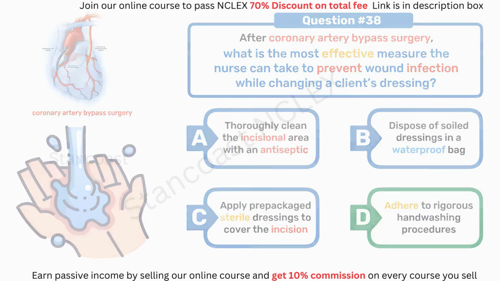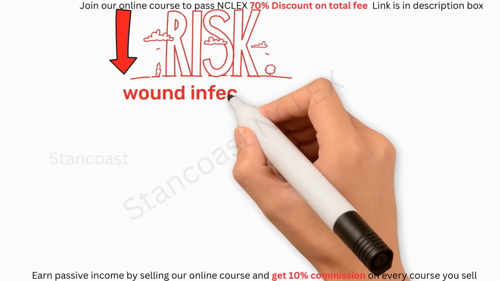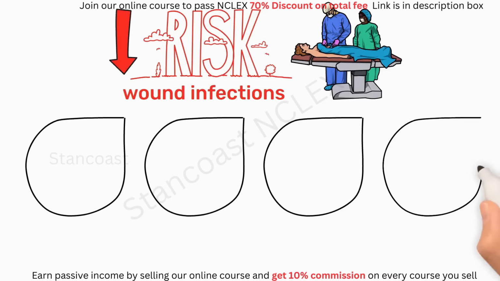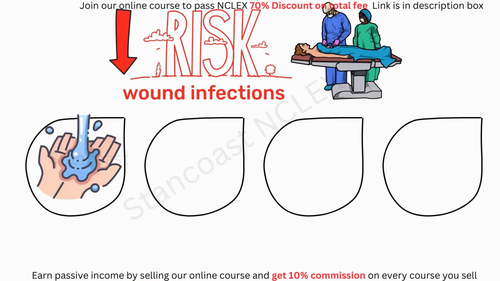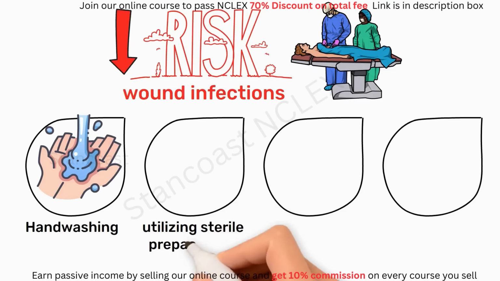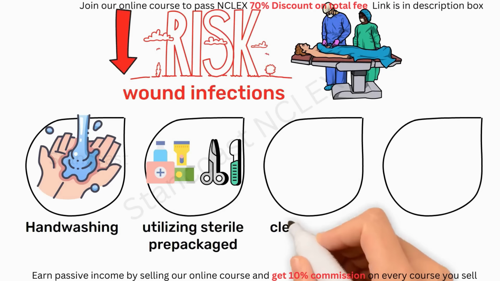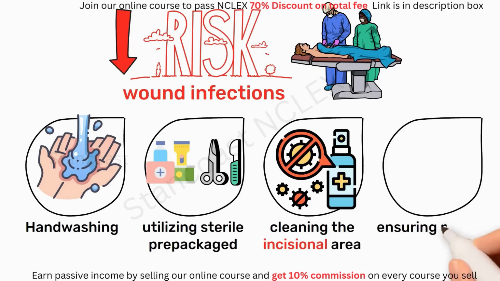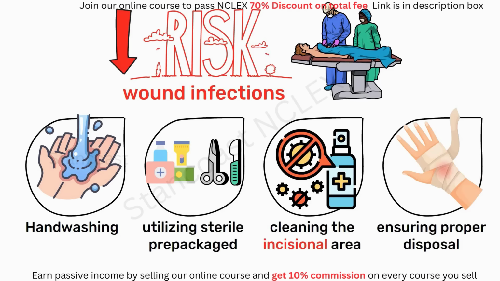Option D is correct here. To reduce the risk of wound infections after medical procedures, several essential measures should be followed. These include thorough hand-washing, utilizing sterile prepackaged supplies and equipment, cleaning the incisional area meticulously with an antiseptic, and ensuring proper disposal of soiled dressings.